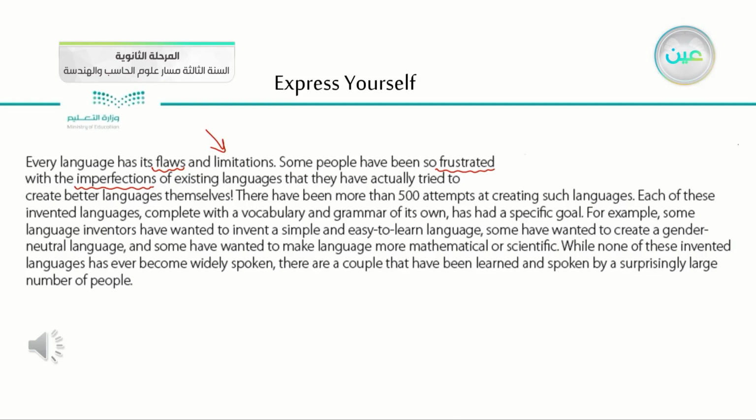imperfections. Some people have been so frustrated with the imperfections of existing languages that they have actually tried to create better languages themselves. What is the meaning of imperfections? If you focus on the word, you will notice that the first two letters are I, M. This is called prefix. And we've learned before that we can add to the word, before the word or after the word. If it's before the word, it's called prefix.